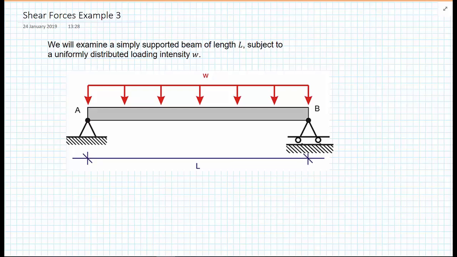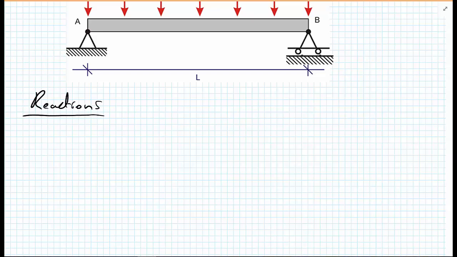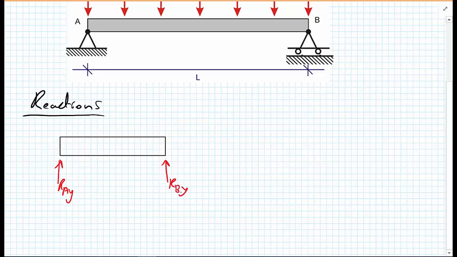We're going to do exactly as we've done for the previous examples, and first of all start the problem by calculating the reactions. To calculate the reactions, remember we need to have a free body diagram of the entire system that we're looking at. So we have our A_y, where we're calling the left hand edge A, and our B_y for the right hand edge.